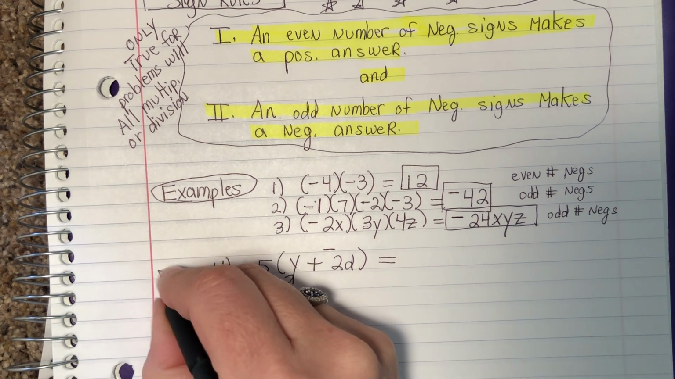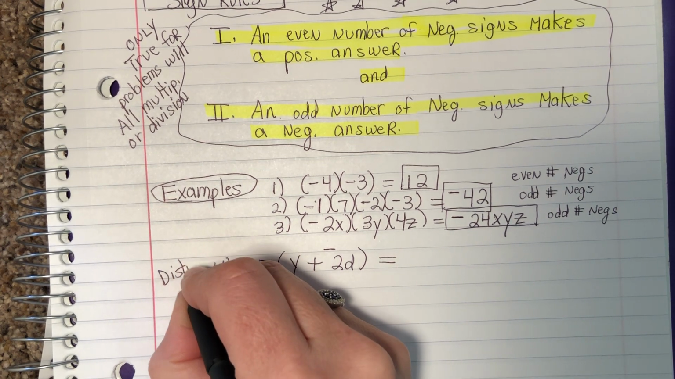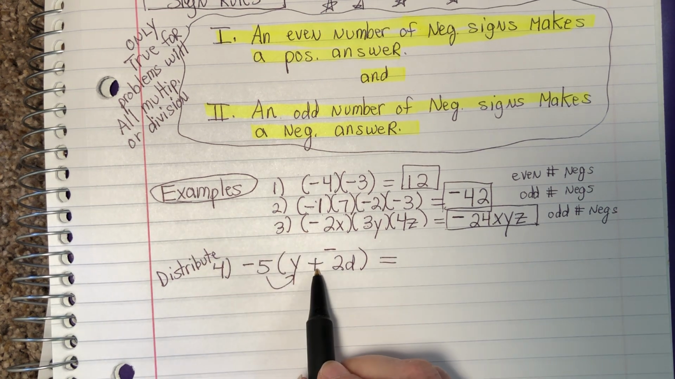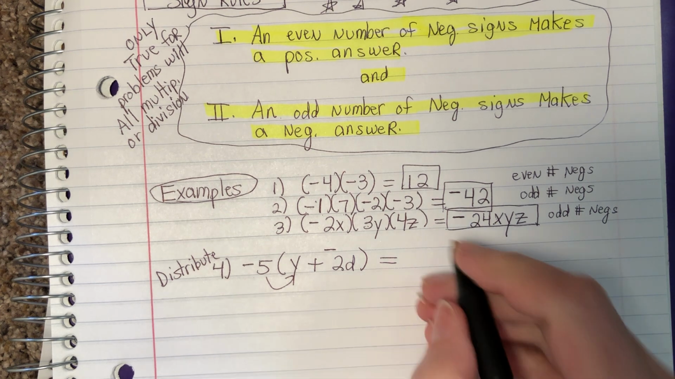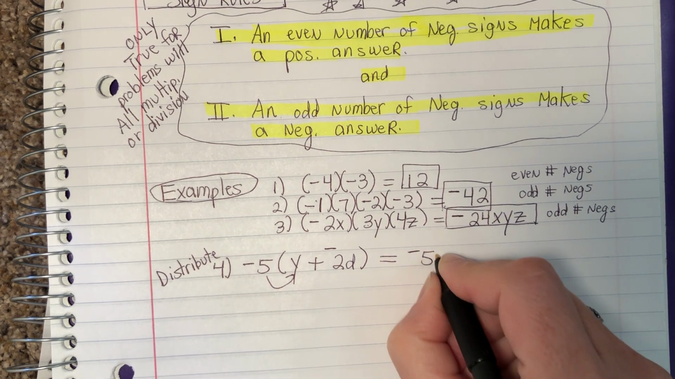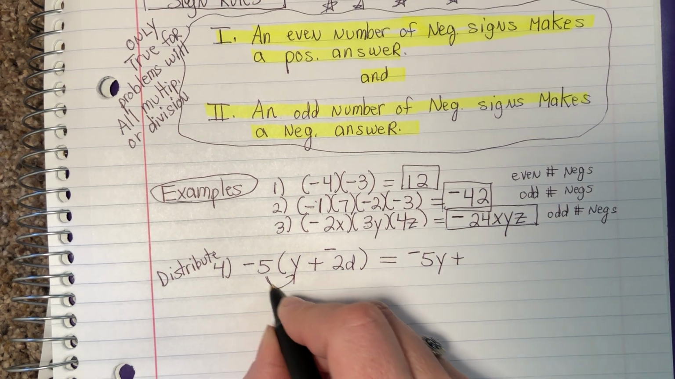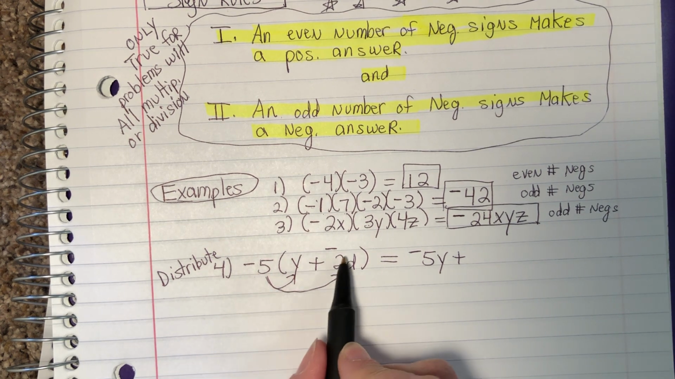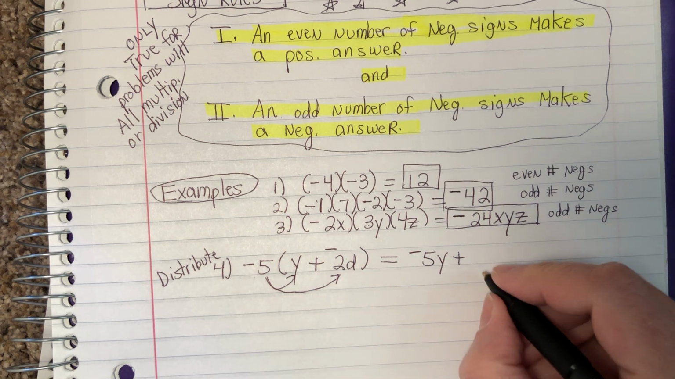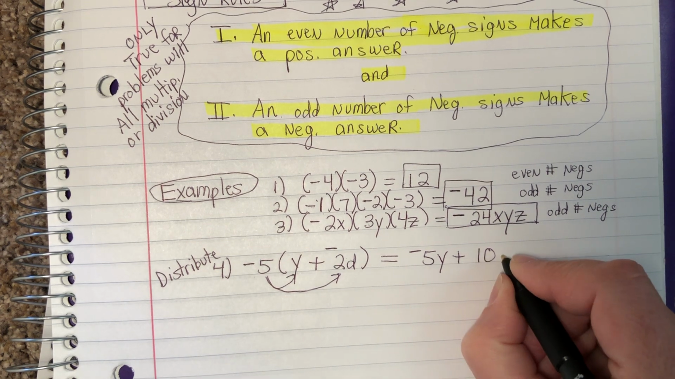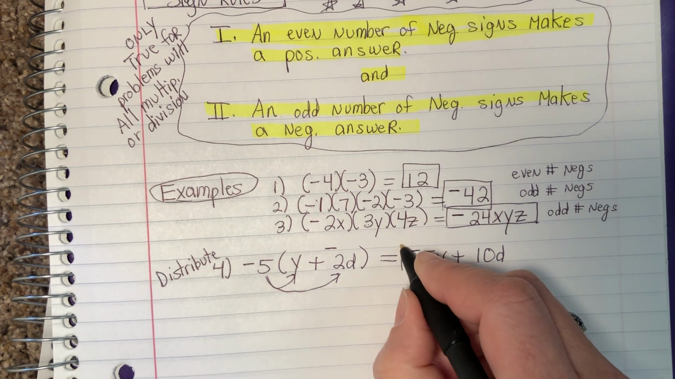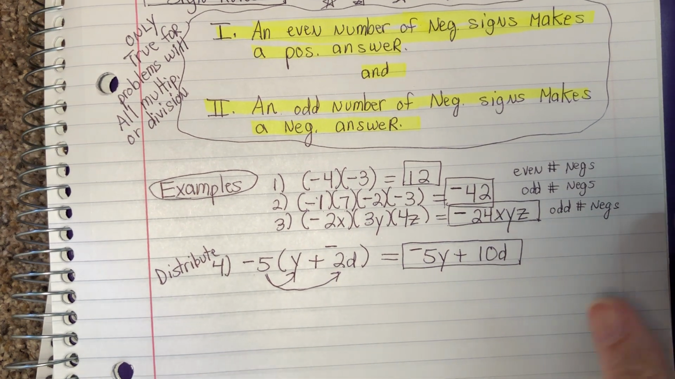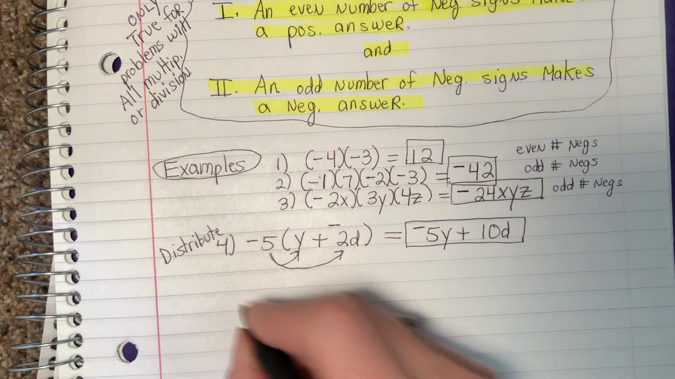So, right, this is distribute. Different from these because of this plus sign in the parenthesis. So negative 5 times y is negative 5y plus negative 5 times negative 2d. At that step, we're multiplying two negatives, so that's going to be positive 10d. It's easy, but it's also easy to make errors if you're not careful.